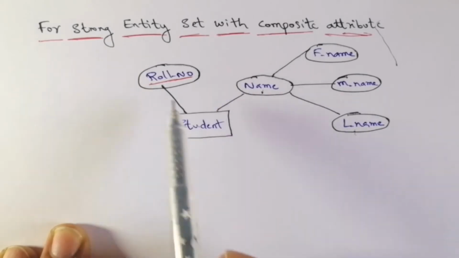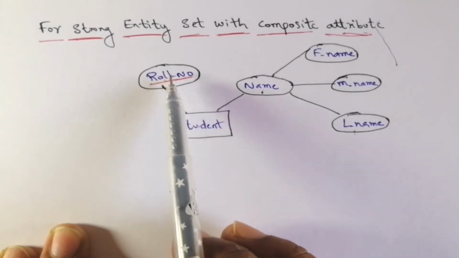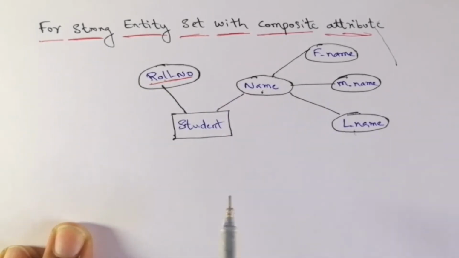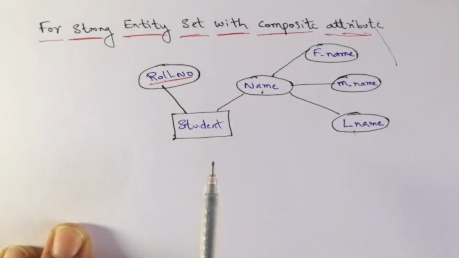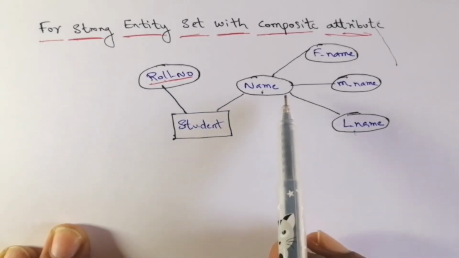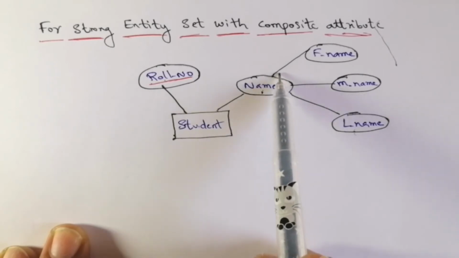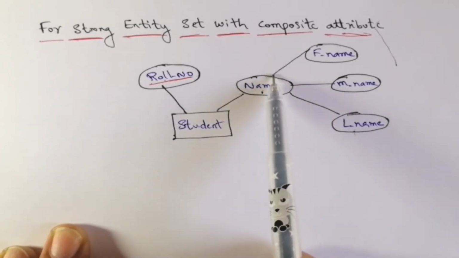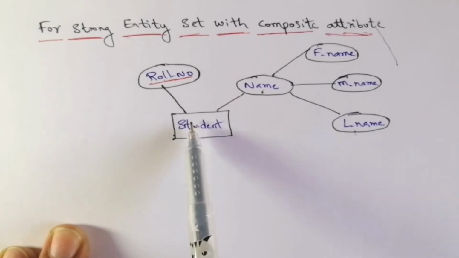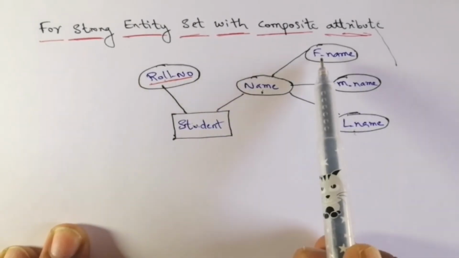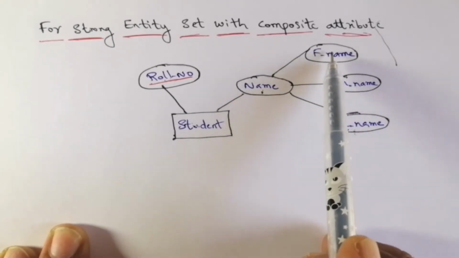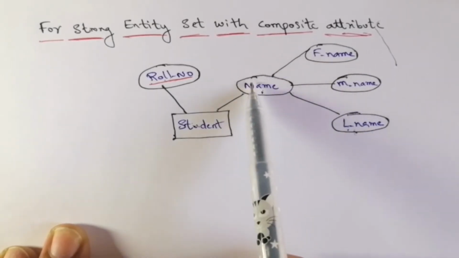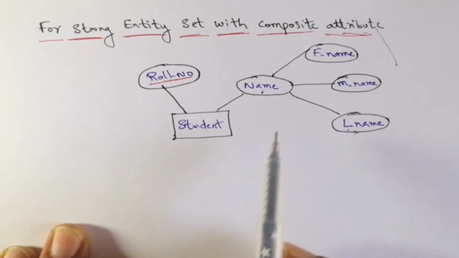Now it is also a strong entity because it has roll number as its primary key, right? Now in this case, when we have a composite attribute, we also require only one table. But the important point is we are not going to take this particular name. For this student relation, we are going to take the roll number and then first name, middle name and last name. We take only the sub attributes of the composite attribute, but not the main attribute, right? So this is an important point here.